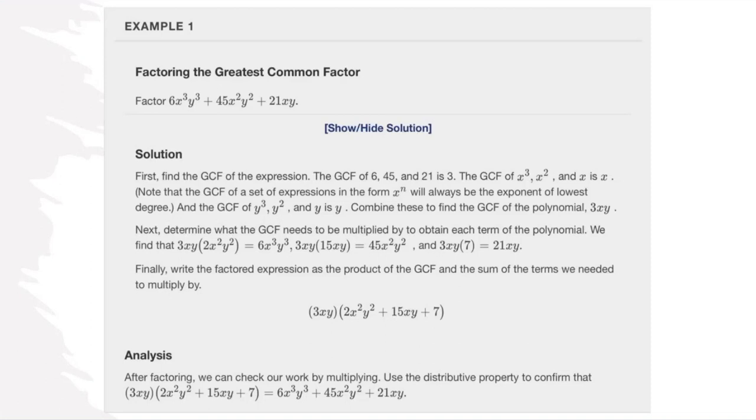Notice that the greatest common factor of a set of expressions in the form of x to the power n will always be the exponent of the lowest degree. And then the greatest common factor of y cubed, y squared, and y is going to be y. And then combine these to find the GCF of the polynomial, 3xy.